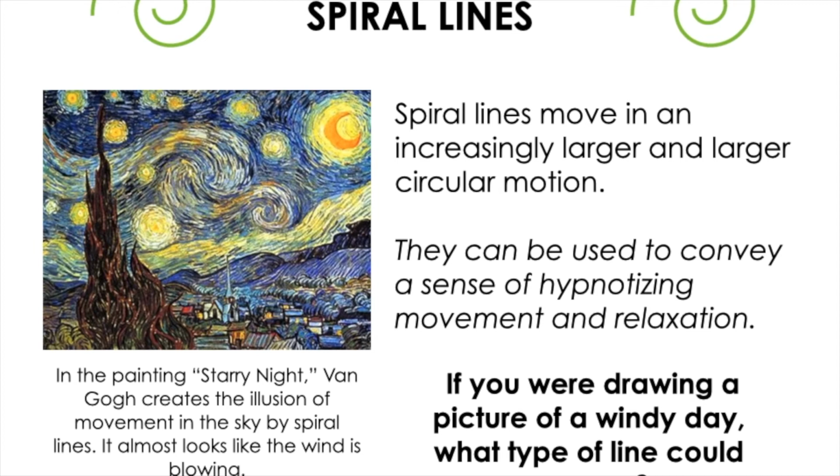Next up, we have spiral lines. Spiral lines move in an increasingly larger and larger circular motion. They can be used to convey a sense of hypnotizing movement and relaxation. Hopefully you recognize this painting from last week as well. Again, it's Starry Night from Van Gogh. You all talked about how some of you, it made you feel sleepy, calm, and peaceful. And now we're seeing how the spirals can also create movement, make it look like the wind is blowing. If you were drawing a picture of a windy day, what type of line could you use?